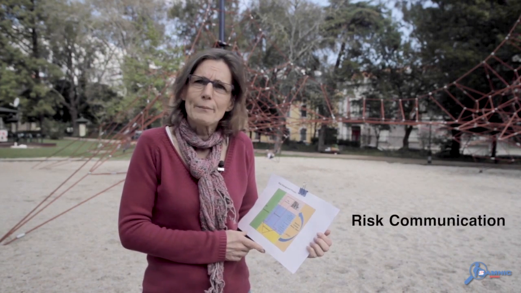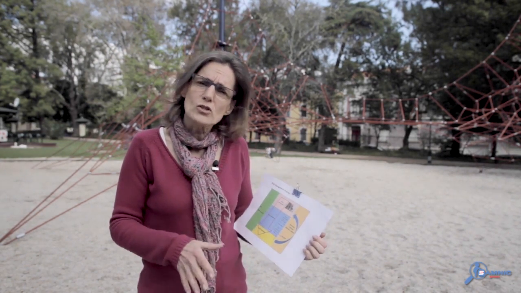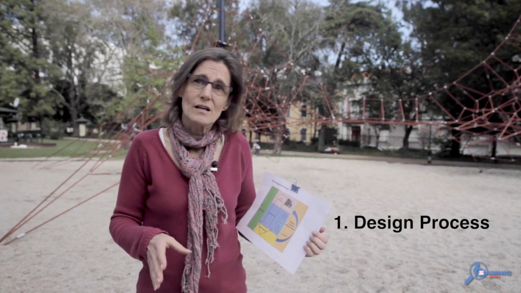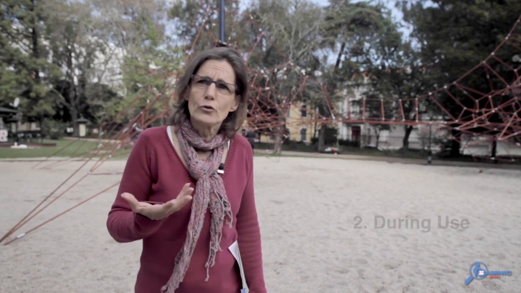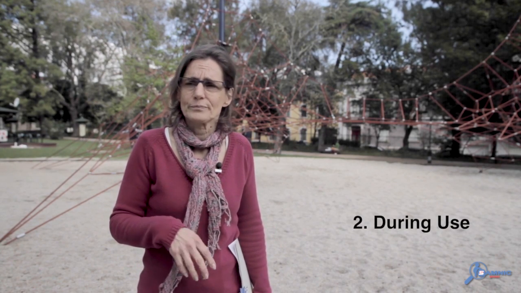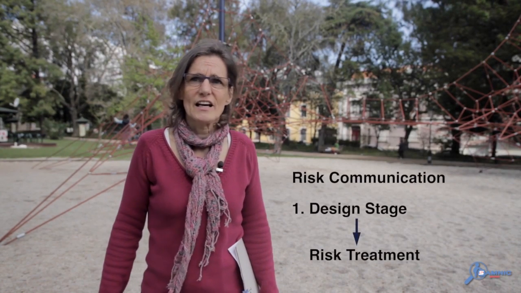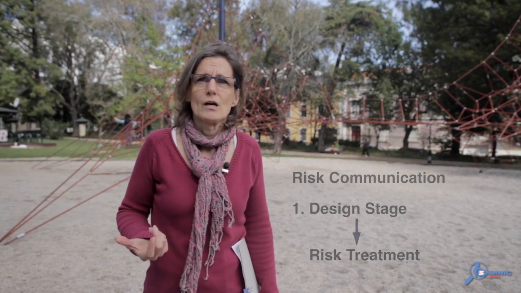Risk communication happens at two stages. The first one is part of the design process and will be the topic for this lesson. The second one is during use, after the product is in the market, and this will be the topic for the next lesson. Risk communication at the design stage is a risk treatment measure when the level of risk cannot be further reduced through design or protective measures.